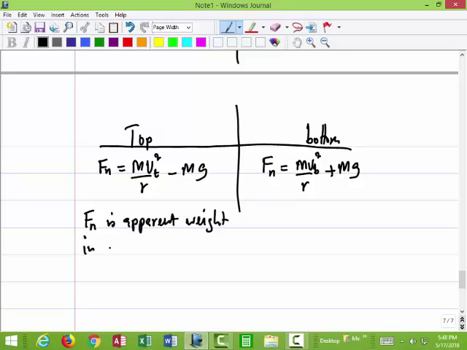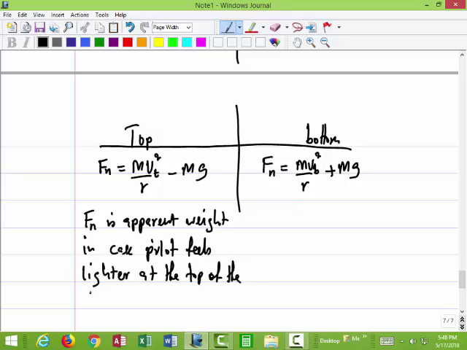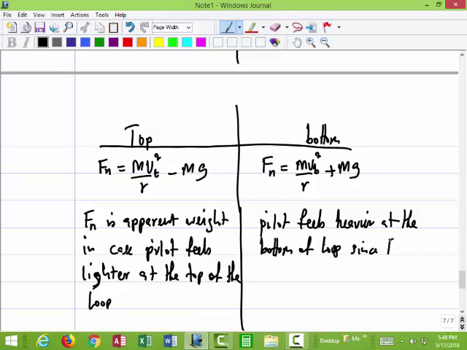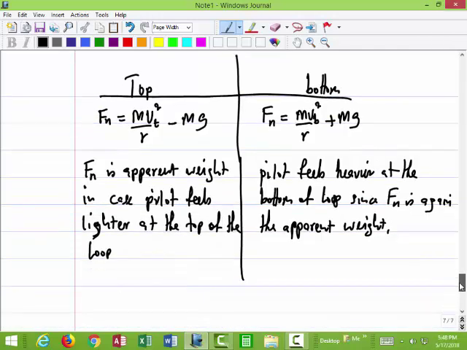In this case, pilot feels lighter at the top of the motion or at the top of the loop. Pilot feels heavier at the bottom of the loop, since Fn is again apparent weight. So what we've seen with these analyses of various scenarios is that we can identify the centripetal forces on an object.